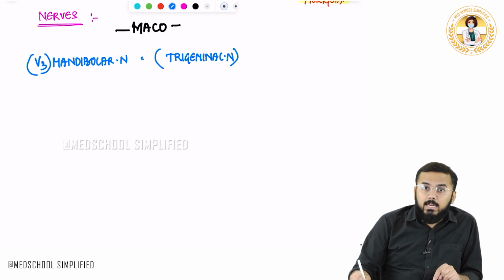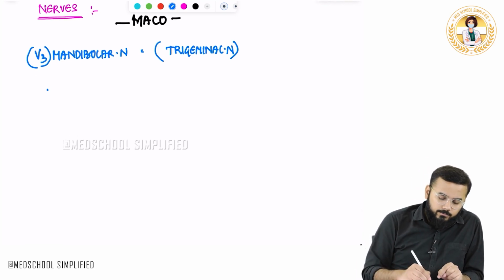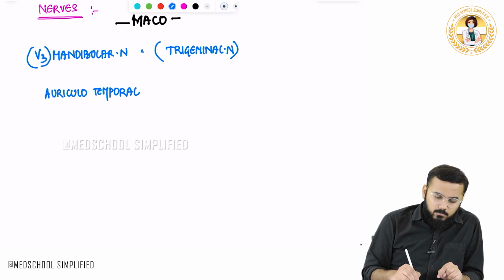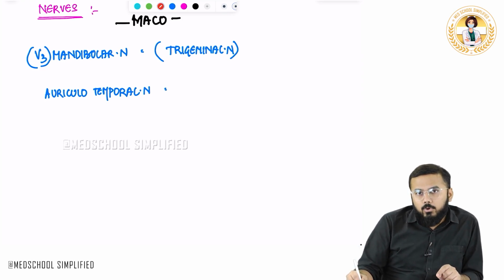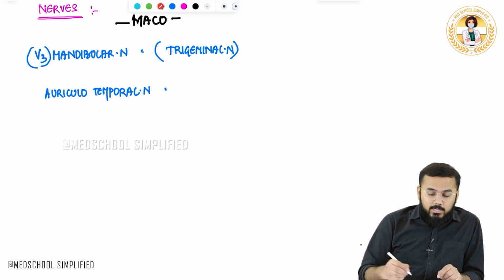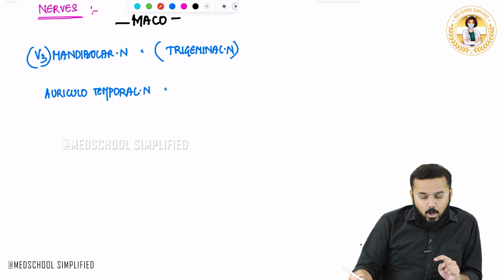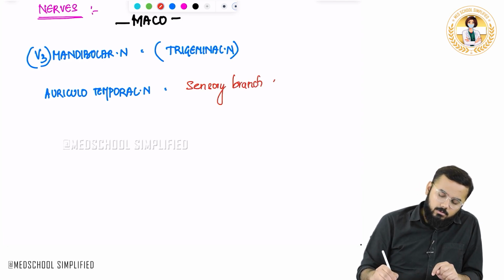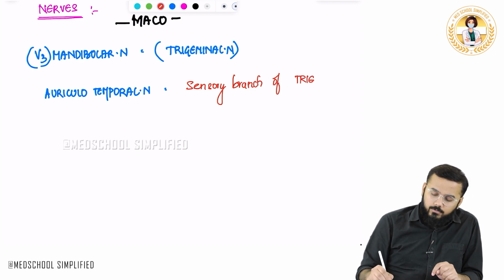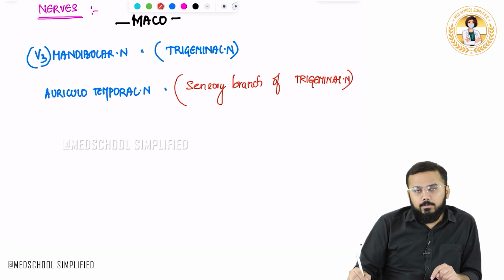Okay. Next, what does A stand for? A stands for auriculotemporal nerve. Now, auriculotemporal nerve is a branch of what? Actually, auriculotemporal nerve is also a branch of trigeminal, but the mandibular and all, these are the motor branches. Auriculotemporal nerve is a sensory branch of trigeminal nerve. So it is a sensory branch of trigeminal nerve.